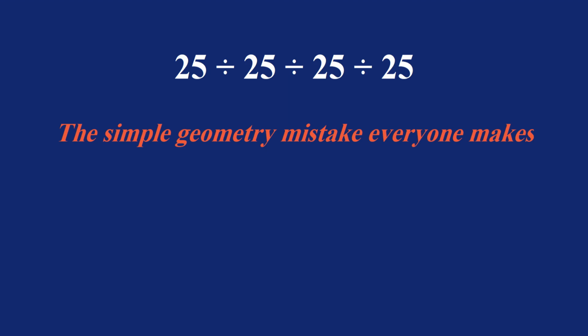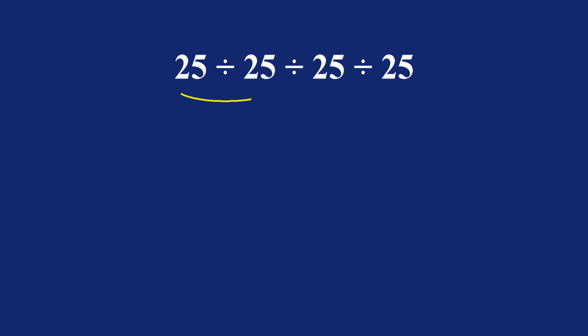In this new video, 25 divided by 25 equals 1, and 25 divided by 25 equals 1. Now we have this problem: 1 divided by 1 equals 1. But this answer is not correct, because according to the order of operations we must do this division, then this division, and at last this division.